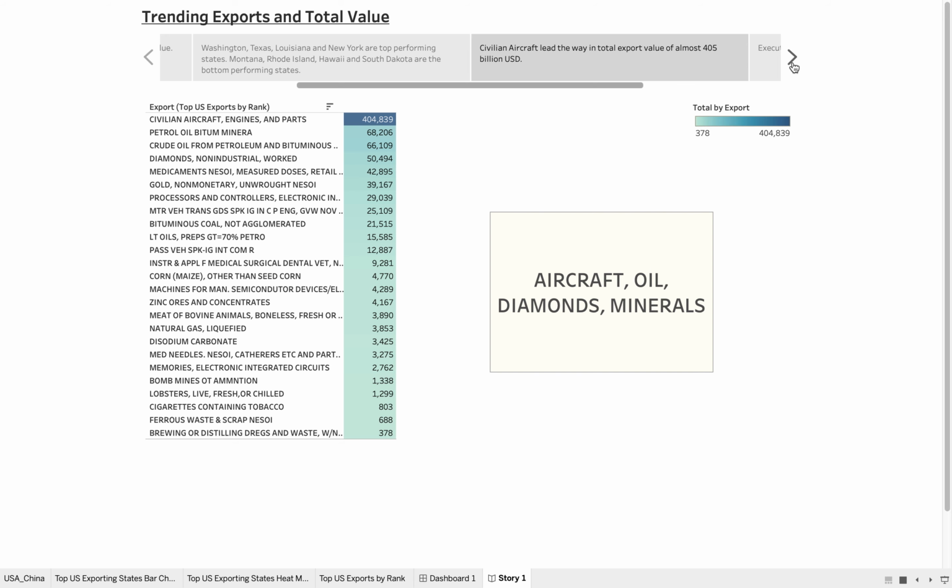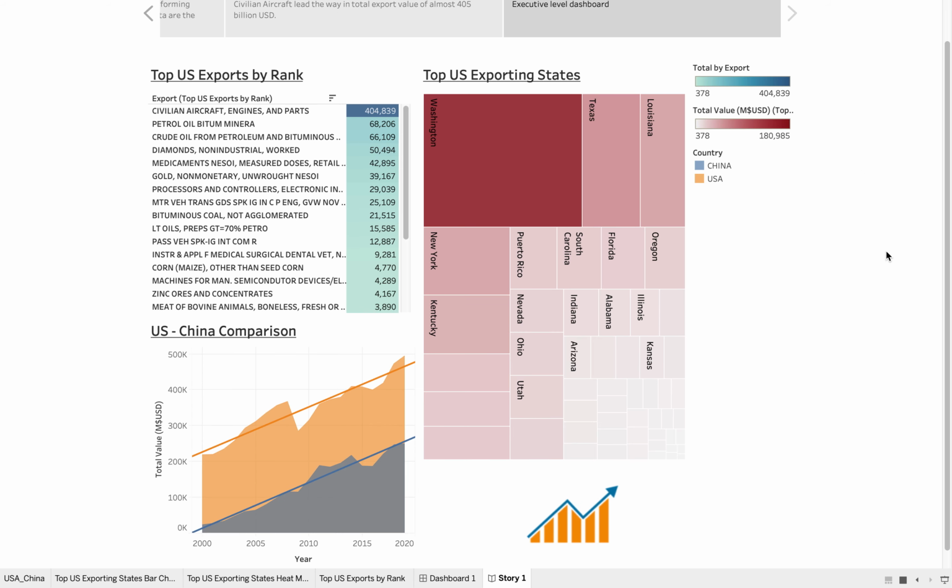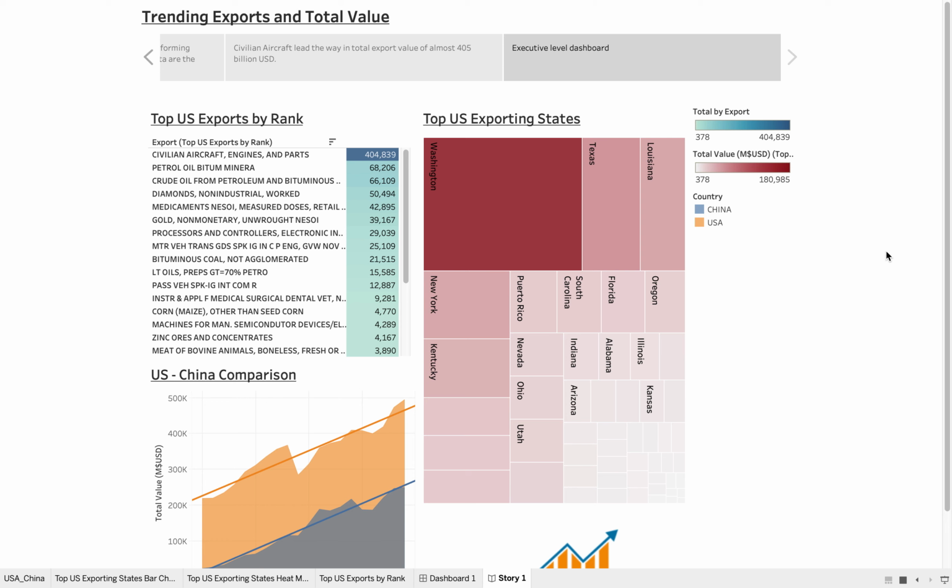The next portion of that, I wanted to pull all this together in an executive level dashboard. I wanted to be able to clearly show that we've got our top competitor, we've got our top exports by rank, we've got the value of those exports, and additionally we've got the top performing states in those exports. All of that's pulled together here on the dashboard. From an executive level perspective, the goal was to present this to management, allow them to visualize the information, and be able to make an executive level decision on next steps.